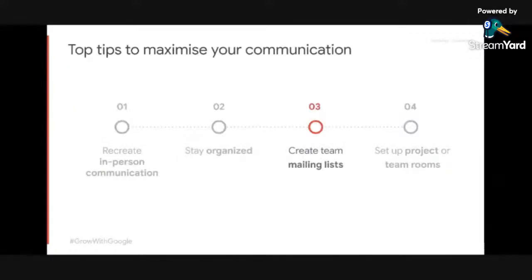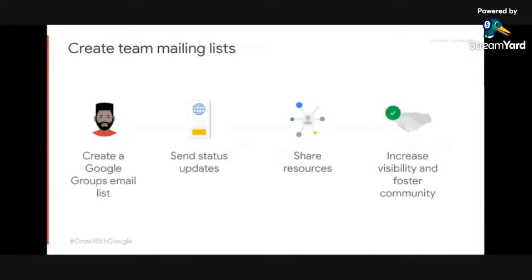Tip number 3, create team mailing lists. You can create a Google Groups email list such as team@google.com or sales@google.com. You can send status updates to the group, CC the group into emails, share resources, increase visibility, and foster communication and community.